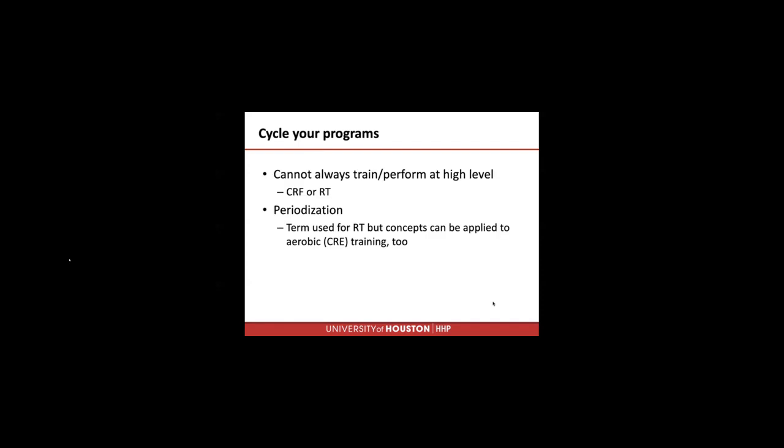And of course, we want to cycle the programs. We can't always train or perform at a high level, whether we're talking about cardiorespiratory fitness or resistance training. So we have periodization, of course. And as a reminder, this term is frequently used for resistance training, but we can still apply these concepts to CRE training as well.